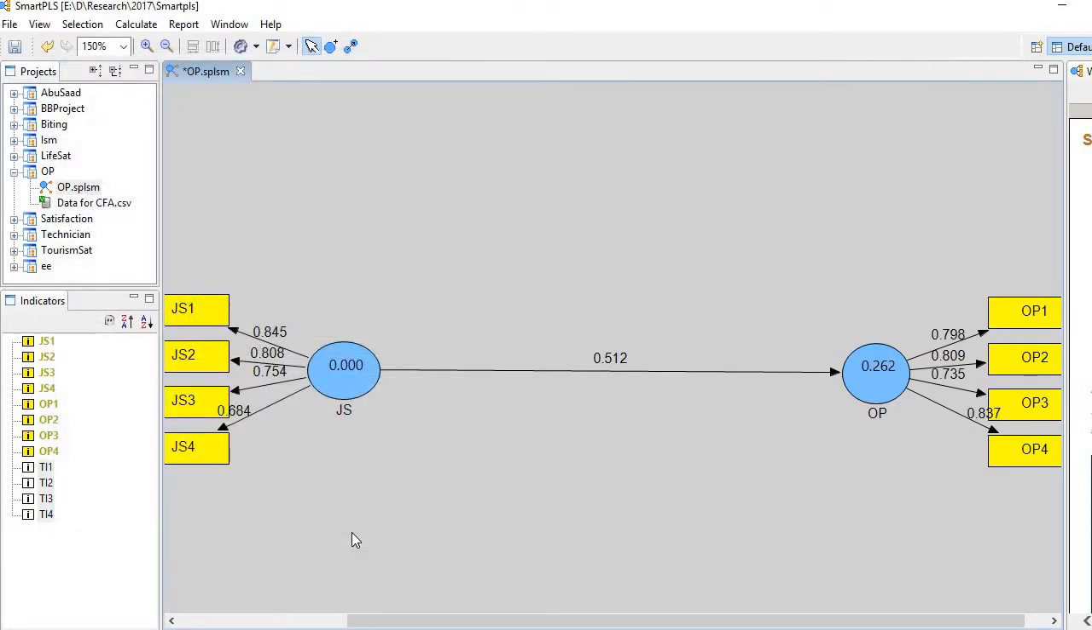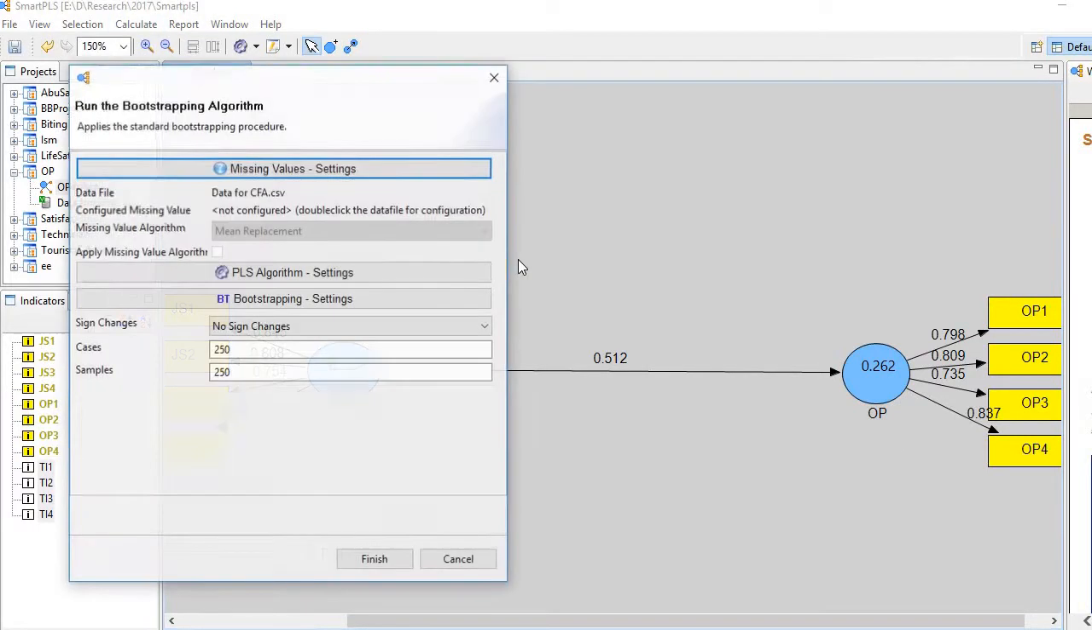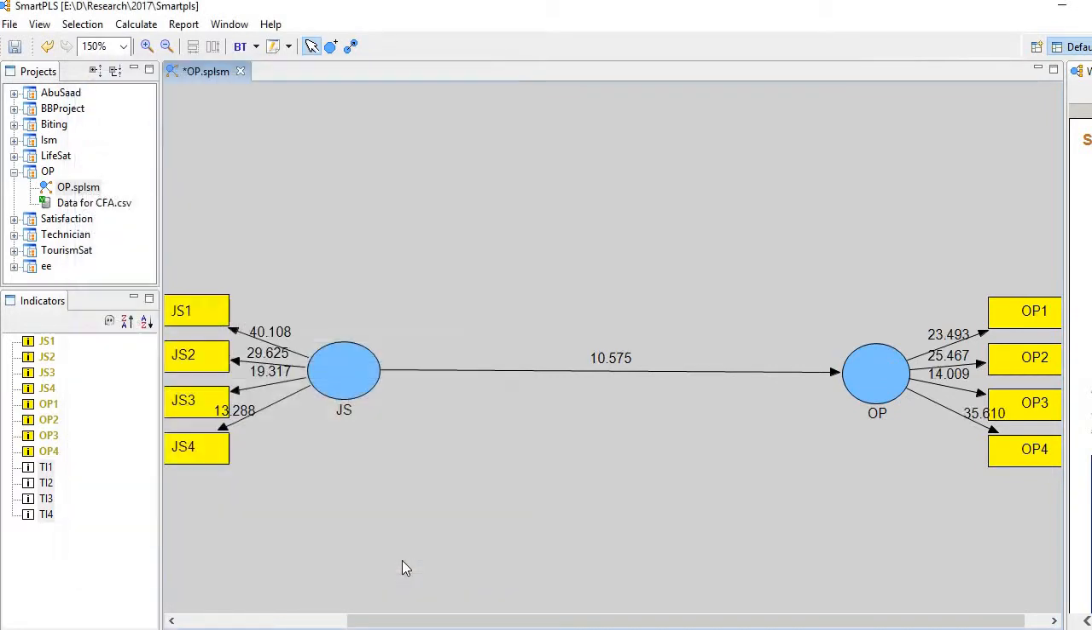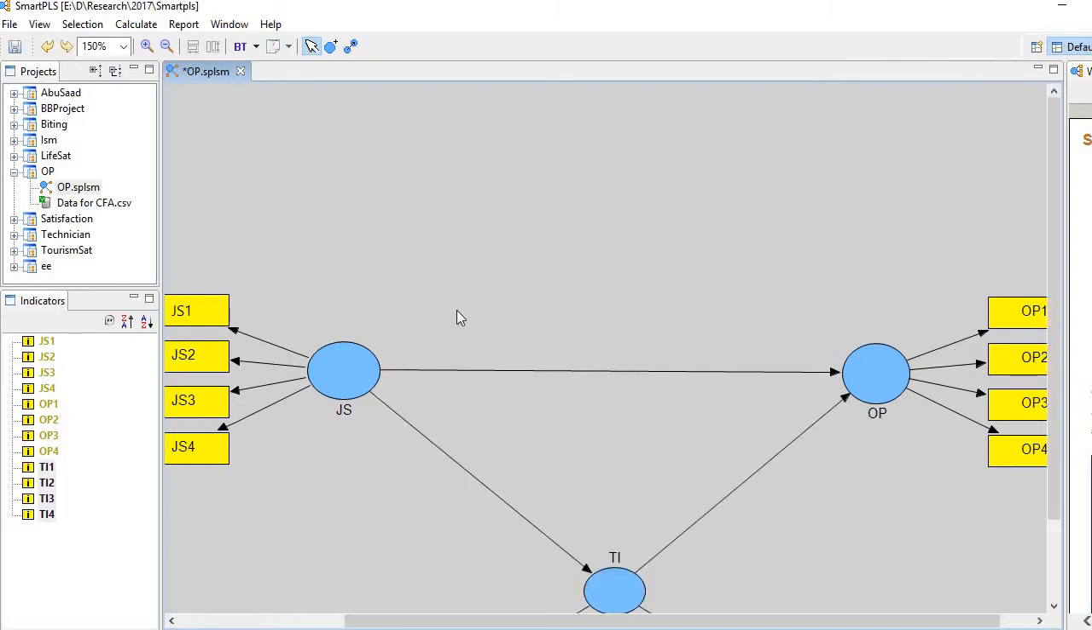Now what I do, I simply remove turnover intention, the mediator, and run the analysis. So this is the total effect, 0.512 is the effect of job satisfaction on OP. Let's run the bootstrapping also and find out whether it is statistically significant or not. And yes, it is statistically significant. Now let me add that mediator variable again.